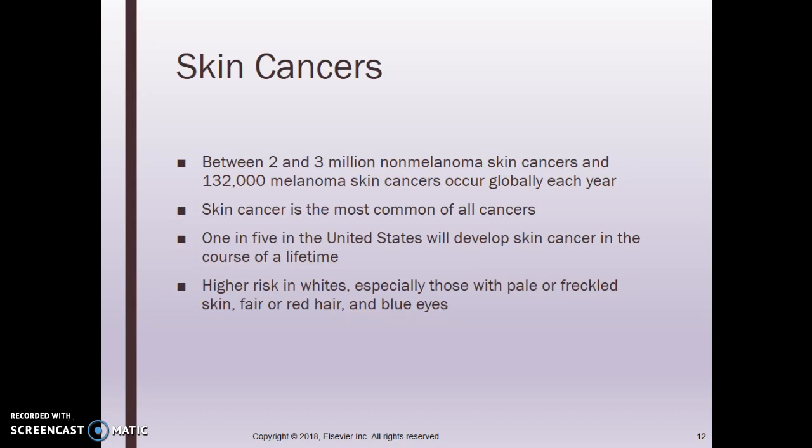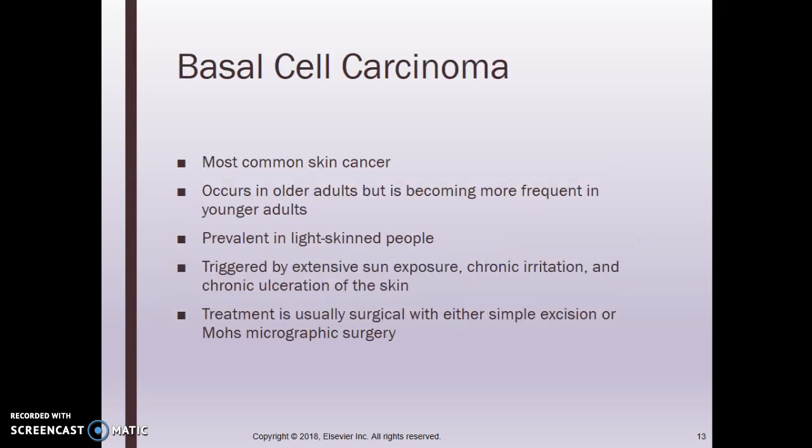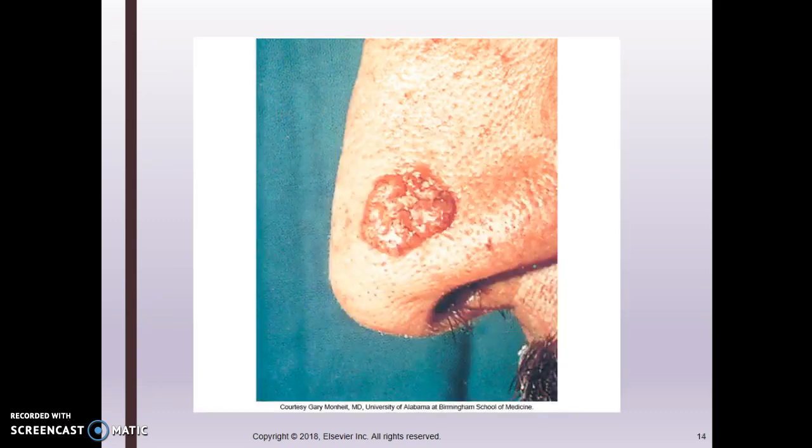So there are some facts on skin cancers. You can read the facts and figures on page 190. Our first one is basal cell carcinoma. This is the most common skin cancer. It occurs in older adults, but your book talks about how it's occurring more and more in younger people. It's more prevalent in light-skinned people. You're going to see this more commonly triggered by extensive sun exposure, chronic irritation, chronic ulceration of the skin. You can see the treatments used for that in the book. There's a picture of it.